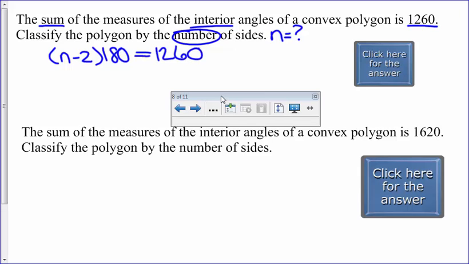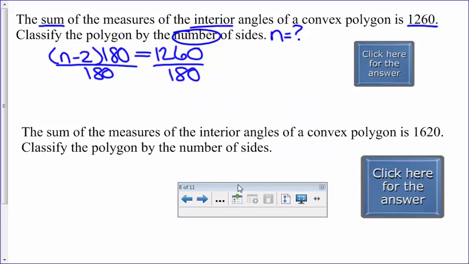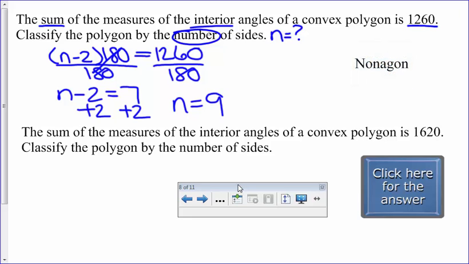Okay? When you solve this equation, you can distribute the 180, but I tell you to get rid of the 180 first and divide it out. So when you do 1260 divided by 180, you should get 7. Well, that's not the number of sides, because you still have n minus 2 equals 7. So you always have to add that 2. Do not forget this. So n should equal 9 and it says classify. That means name it. So the name of this figure is a nonagon.